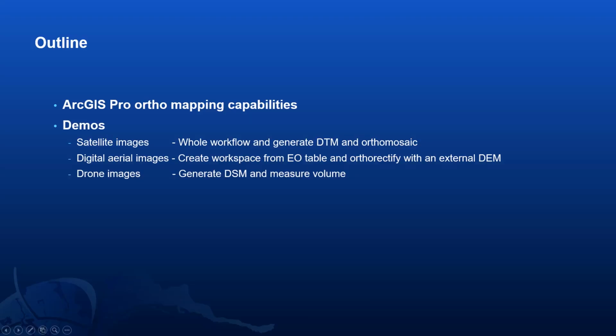To summarize, we showed 3 demos. We first processed ZY3 satellite images and went through the whole workflow and produced digital terrain model and orthomosaic product. Then we processed aerial images. We showed how you can create workspace directly from exterior orientation table. We measured ground control points and created orthomosaic by auto-rectifying with an external DEM. For drone workflow, we showed how to process drone easily and how to measure the volume using digital elevation model.